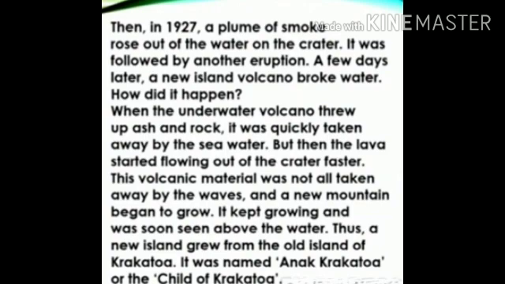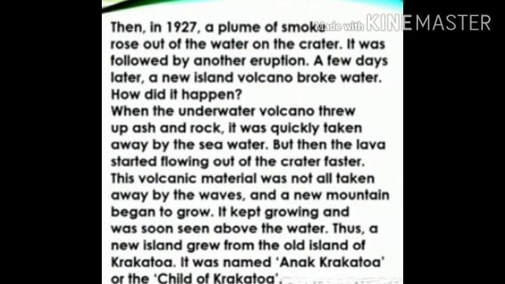When the underwater volcano threw up ash and rock, it was quickly taken away by the seawater. When the pressure occurs in the water, ash and rock come out and are taken away quickly by the seawater. But then the lava started flowing out of the crater faster. Now crater means the hole which is made by the volcanic pressure. So the hot lava started flowing from the volcano.